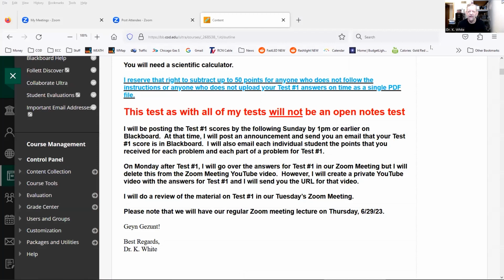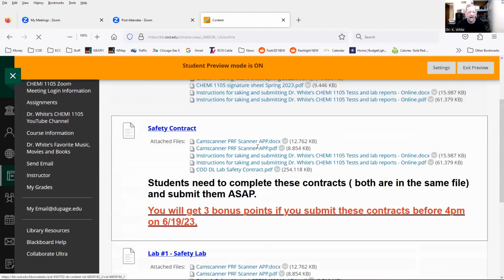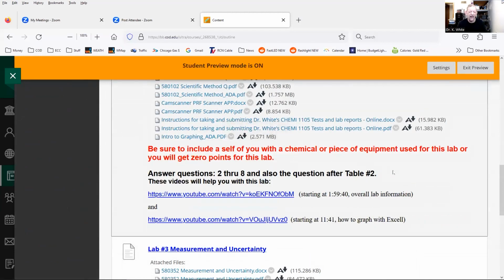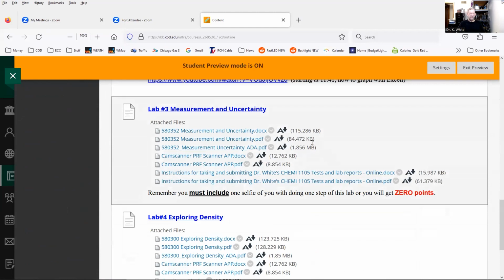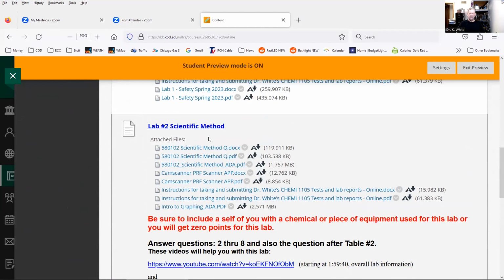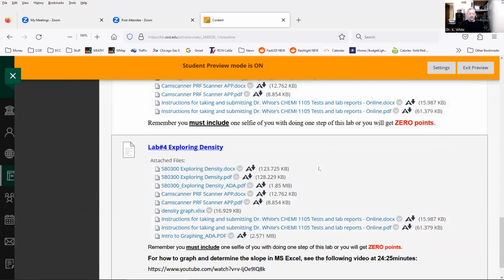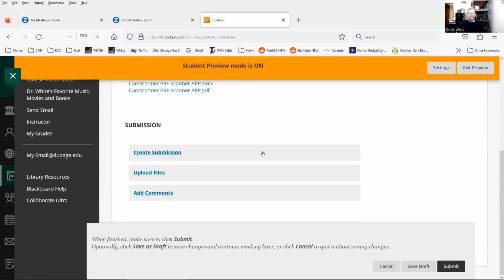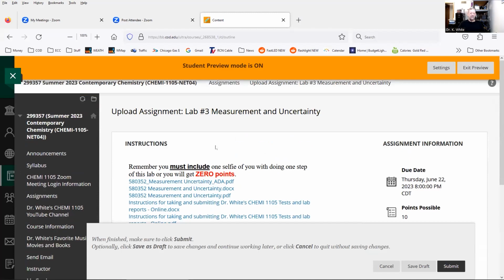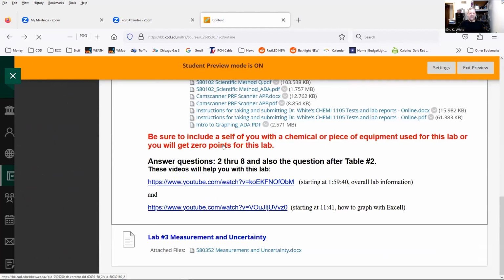Let me go to student view. The lab we did Tuesday, or actually the one we did before Tuesday, last Thursday, scientific method. Hopefully you've handed it in. Notice I have two YouTube videos, and one of them shows you how to do graphing. Let's open this up. If I have a video for you to watch, make sure you look at that.